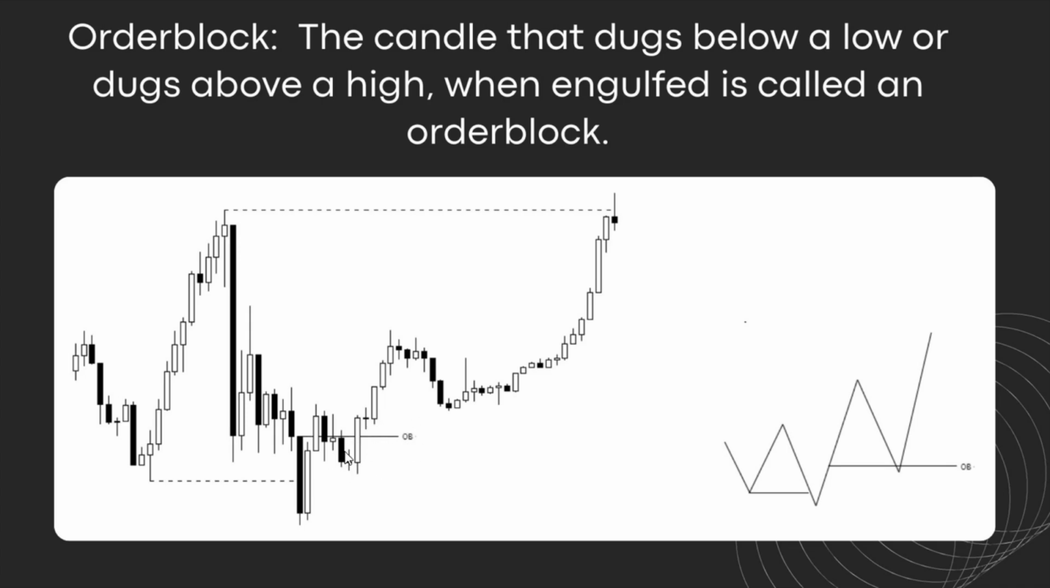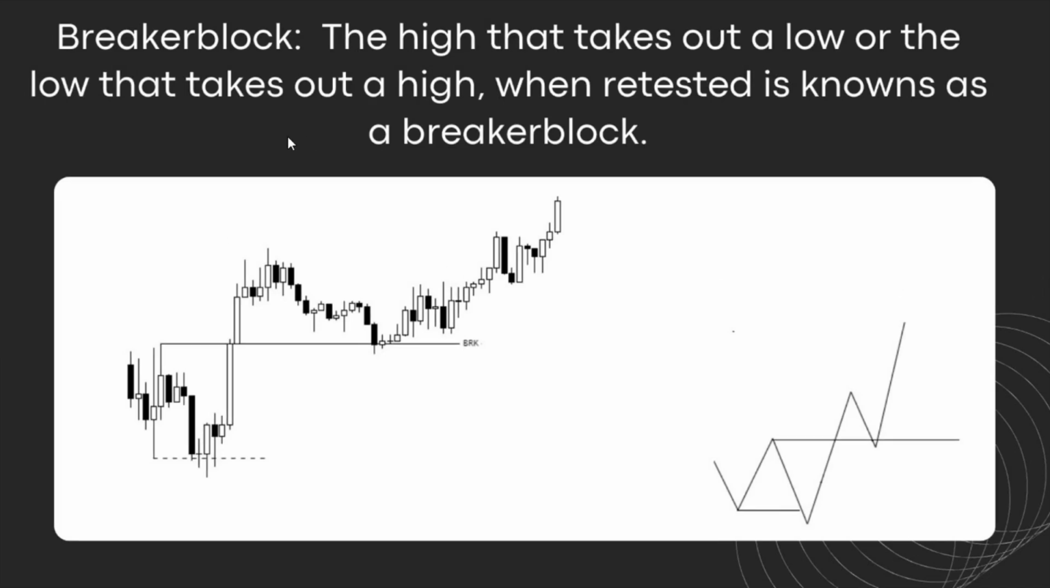After an order block is tested, price is gonna expand from there and take out the opposing end of the range. Now let's discuss breaker blocks, right? So the definition of a breaker block is the following: the high that takes out a low, or the low that takes out a high, when broken and retested, is known as a breaker block. Now in the hierarchy of key levels, breaker block is in the mid range, right?